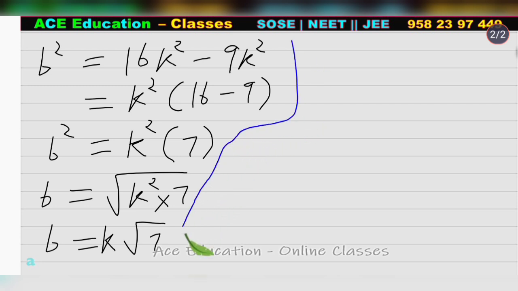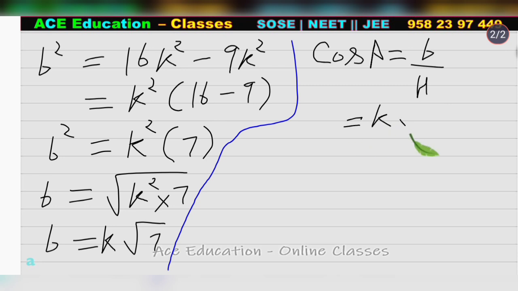Now we can easily calculate the value of cos A, and we know that cos A is equal to base upon hypotenuse. Now we can put the value of base, that is k under root 7, and the value of hypotenuse, that is 4k. Now we can cut k from numerator and denominator and get the value of cos A, that is equal to root 7 by 4.